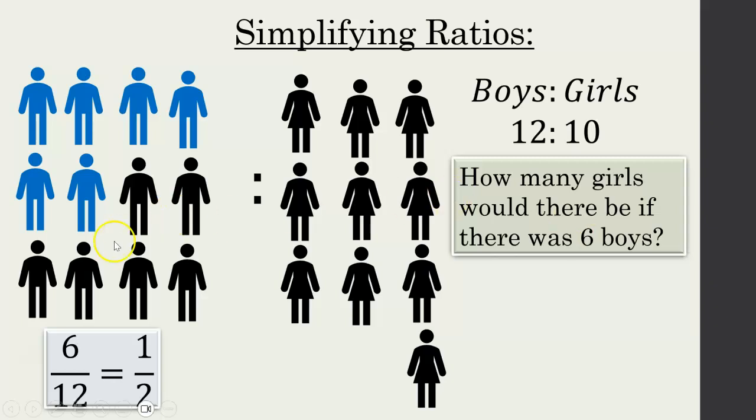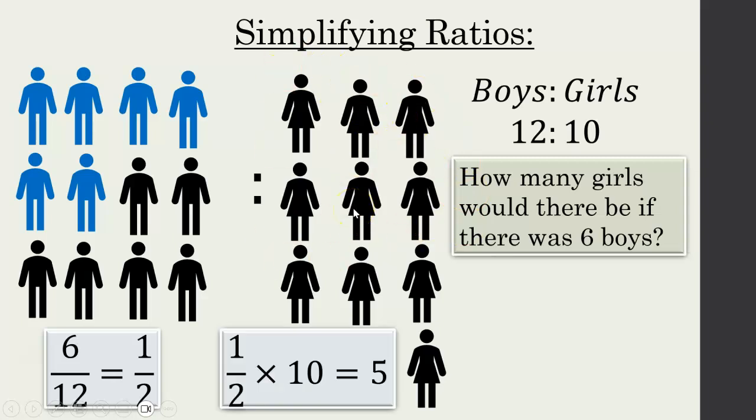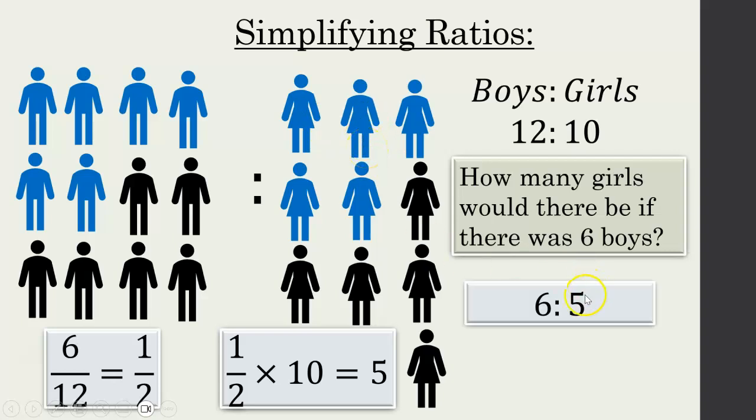Well, that's 6 out of the 12 boys, which is the same thing as a half. So we're looking at half the number of boys. So if I'm looking at half the number of boys, I'm also going to look at half the number of girls. So what's half of 10? It's 5. So the ratio of 6 boys compared to girls would be 6 is to 5.